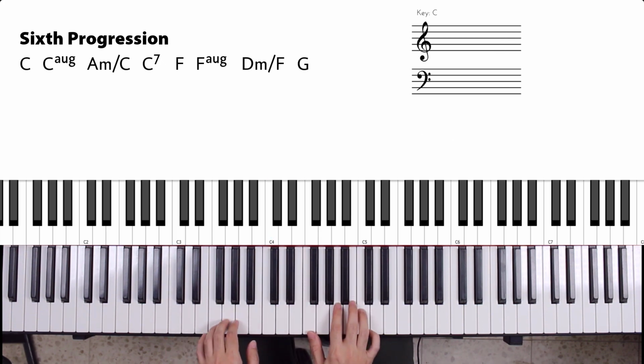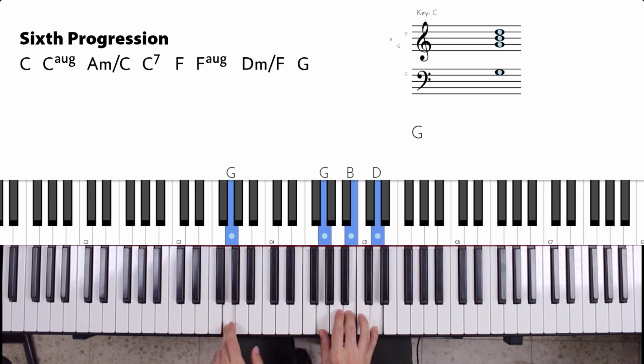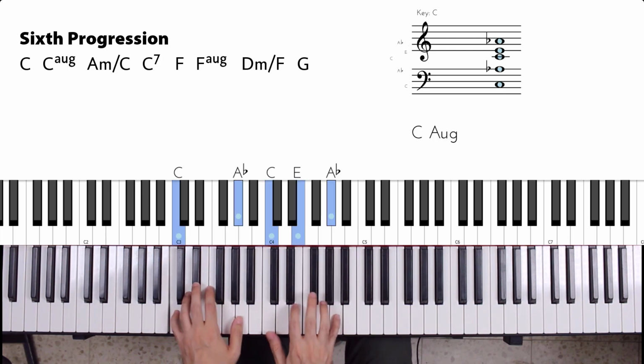The 5th chord is an F over the bass of F, so an F major over the bass of F, F augmented over the bass of F, D minor over F, and finally a G. If I play it together and I also arpeggiate it, it might sound something like this.